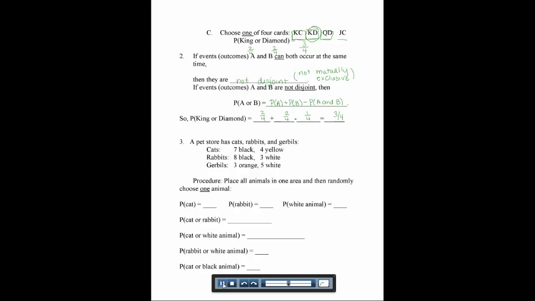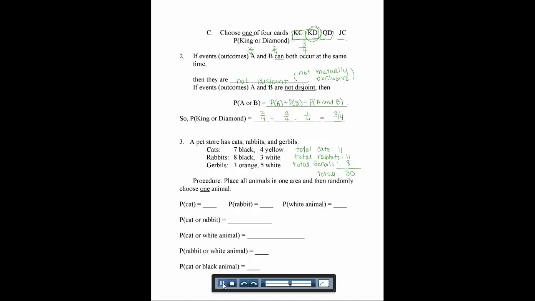Okay. Now, we probably want to know a couple things. We need to know how many total animals there are. So let's get total cats. We've got 7 black plus 4 yellow. So we've got 11 total cats. Total rabbits. We've got 8 black and 3 white, so again 11. In total gerbils, we've got 3 plus 5, we've got 8. Okay, so total animals that we're putting in this pen together, 11 plus 11 plus 8, we have 30 total animals. Hopefully they all survive the problem.